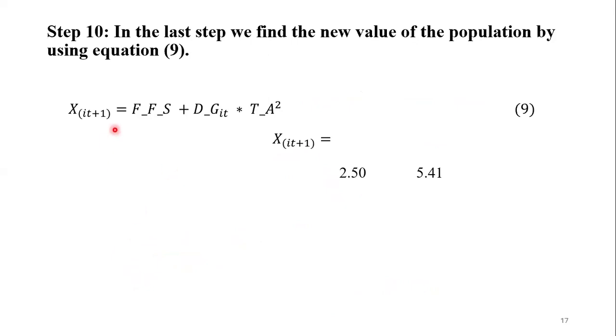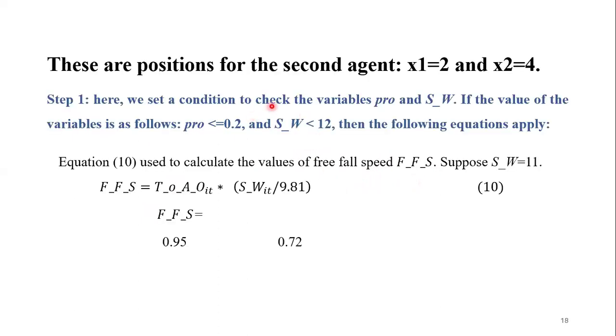Then we have to update the position of the first agent, which is the force value, or fall value, plus the distance of the goose from the leader multiplied by the average time squared, and we found it. This is the updated value for the first goose. Now we have to do it for the second one. Of course, we get different random numbers so that we can check all scenarios and all equations that we have.